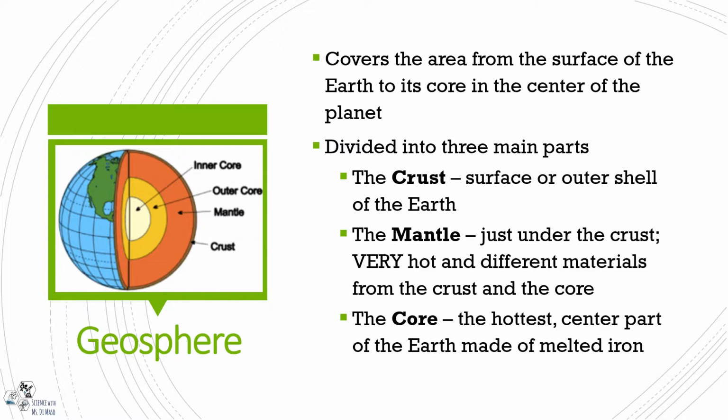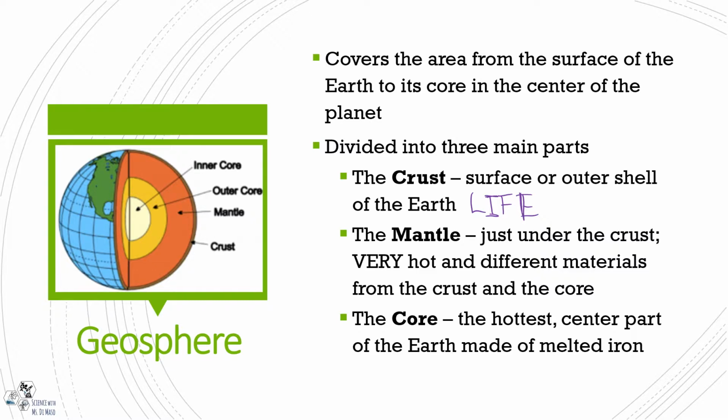So the crust is just the surface or the outer shell of the Earth. This is where all life is. All life lives on the crust of the Earth. So where we're living and walking right now is considered the crust. It's very thin compared to the rest of the Earth. Just underneath the crust is something called the mantle. It's made up of different materials than the crust, and it's also much, much hotter.